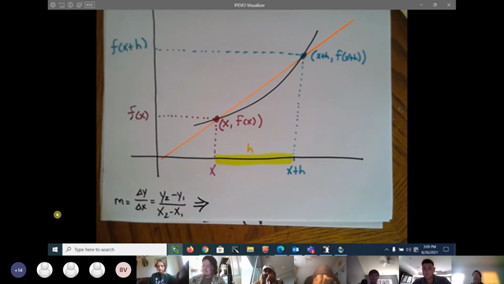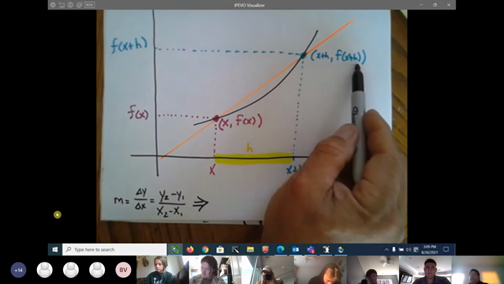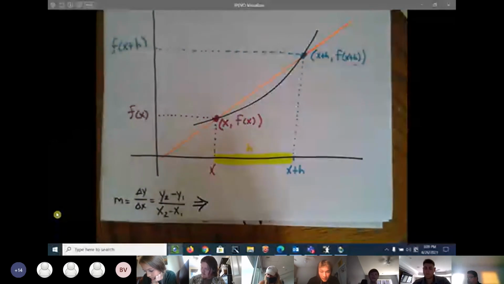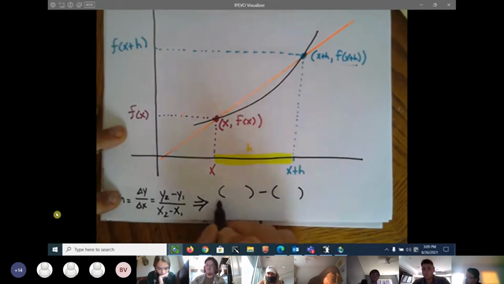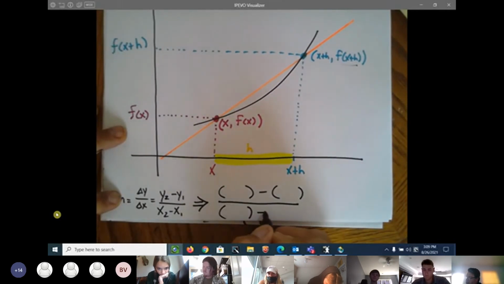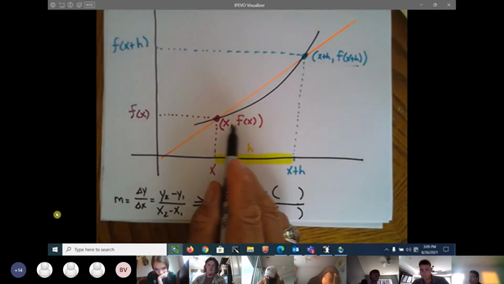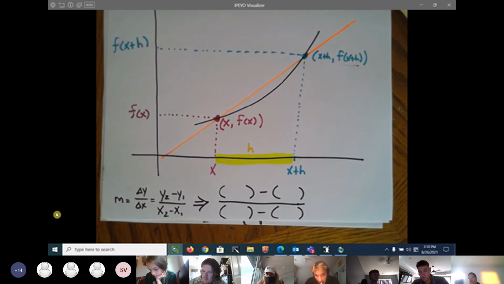Now, I want everybody in the room to take these 2 points and plug into the slope formula and simplify it. Do that. I'll even draw you 2 sets of parentheses. Y sub 2 minus y sub 1 over x sub 2 minus x sub 1. And these are your points. This is your first point, and this is your second point. Plug and chug. Do that. I'll give you 2 minutes. I'll even put you on timer.